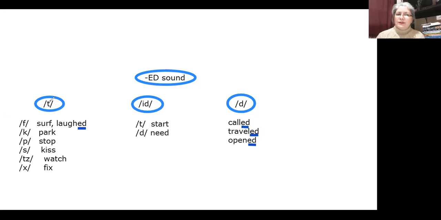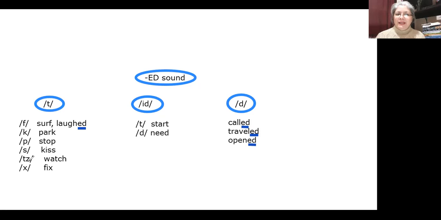Sometimes the ED is pronounced like /t/. When you see these bars here, it doesn't mean this is a letter. It's not the letter T. It is the symbol of a sound, and the sound is /t/. It's strong, okay? And when do we pronounce the ED this way, in a strong way? When the verb finishes with the sound of /f/, /k/, /p/, /s/, /ch/, /x/.